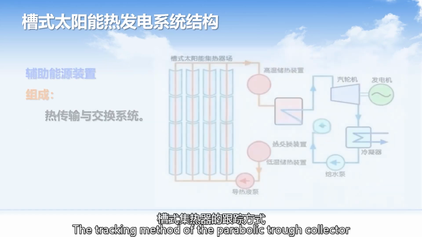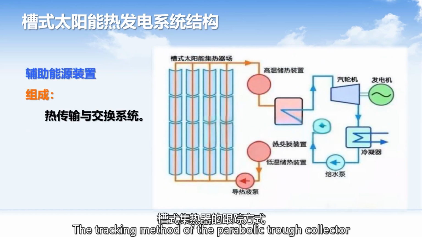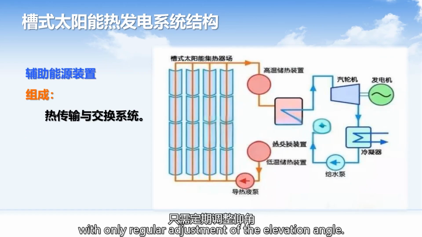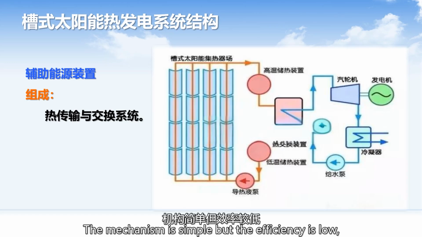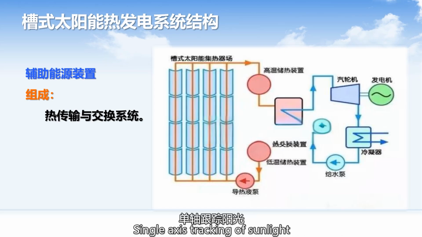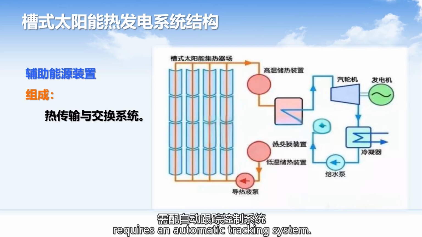The tracking method of the parabolic trough collector can be arranged in the east-west axis, with only regular adjustment of the elevation angle. The mechanism is simple, but the efficiency is low, and it can also be arranged in the north-south axis. Single-axis tracking of sunlight requires an automatic tracking system.